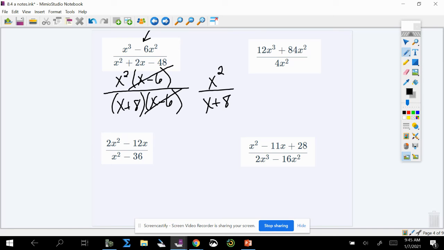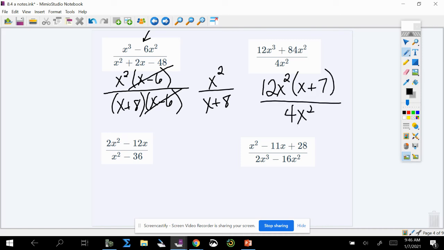Next one, I can pull out a 12 because both 12 and 84 are divisible by 12. I can also pull out an x squared. So this is another GCF one. And when I do that, I'm left with x plus 7. Can't do anything with the bottom.